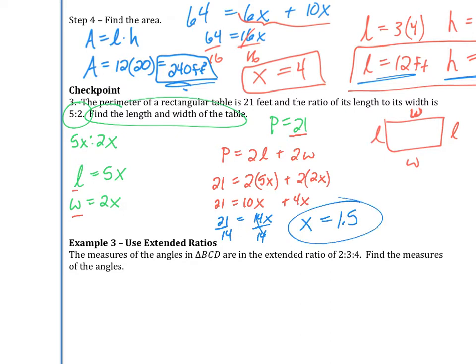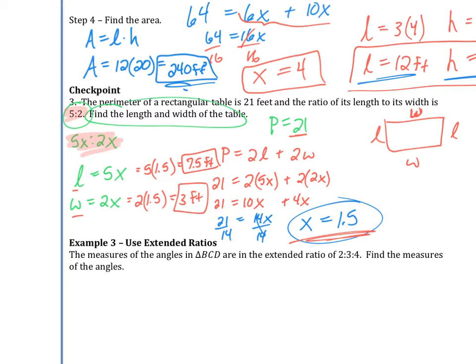So you found x. Now we got to plug it in. The length is 5 times 1.5. So the length is 7.5. The width is 2 times x. So 2 times 1.5, which means the width is 3 feet. So we found the length and the width. And again, just want to point out 5 to 2 is the ratio, so we wrote down 5x to 2x.